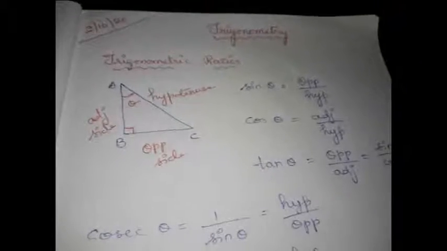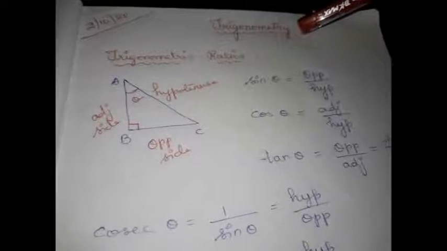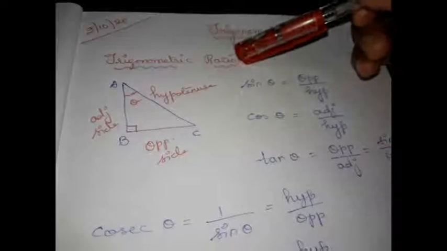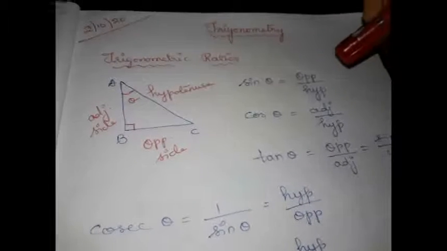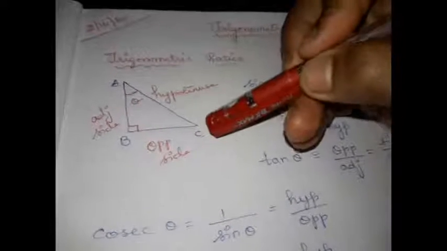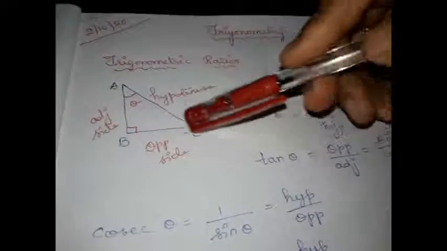Hello students, in this video I wish to give a glimpse of the chapter Introduction to Trigonometry. To start with, first, trigonometric ratios. So what are all the trigonometric ratios? Before finding the trigonometric ratios, we are going to define these trigonometric ratios for a right triangle.